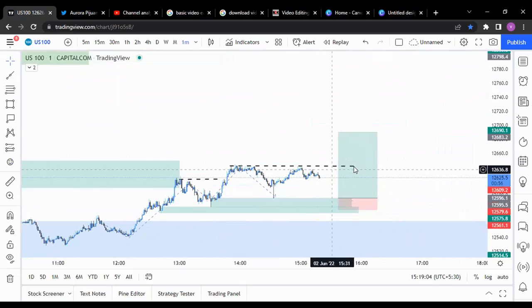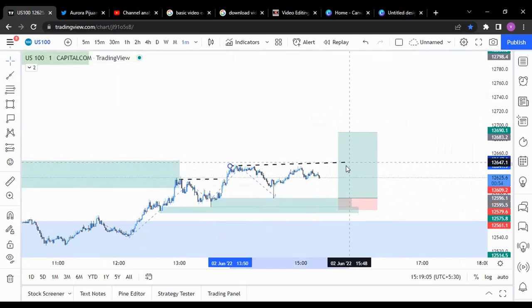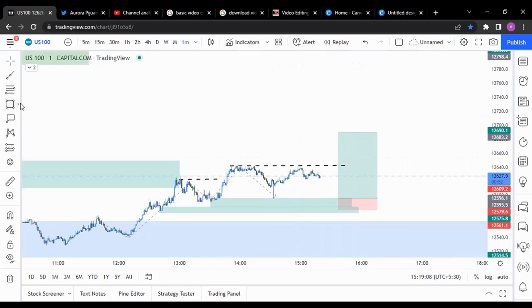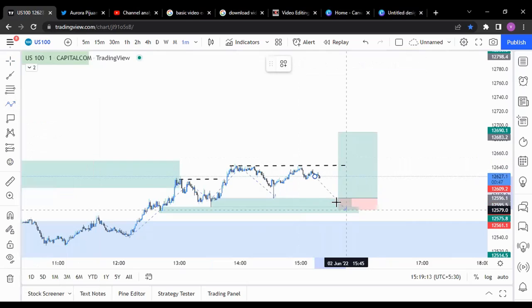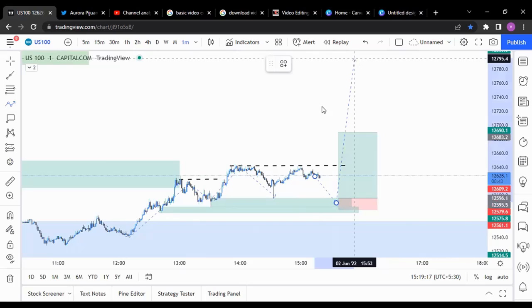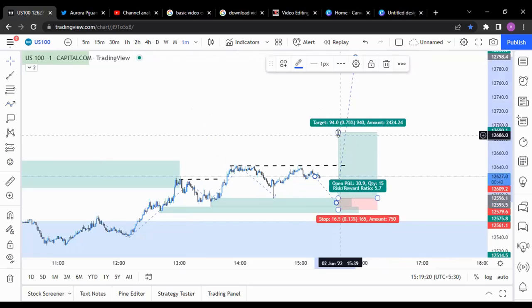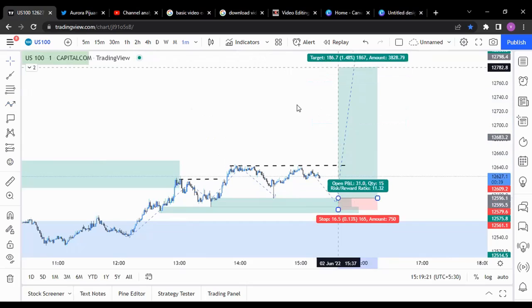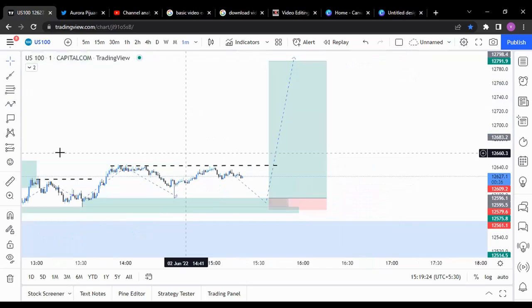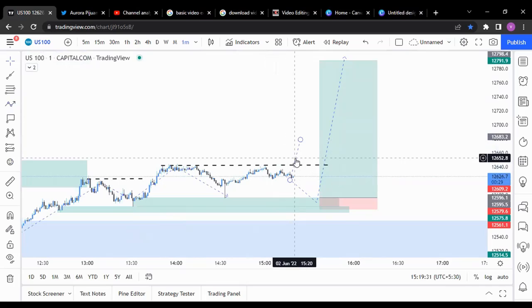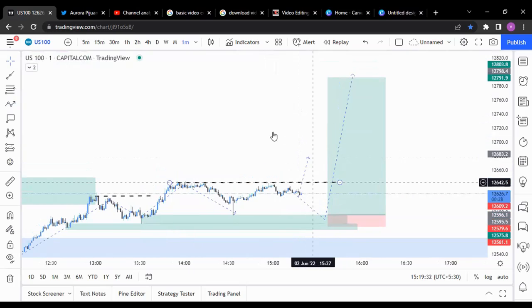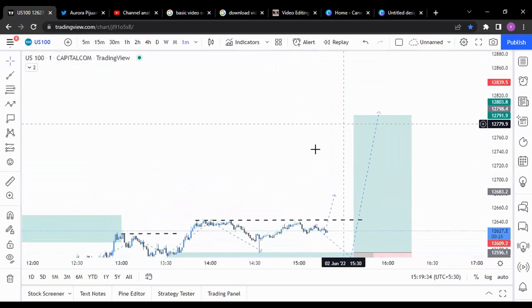So the entry criteria is this: if the price gets back into this OB, you might be looking to get the entry, boom, up here. And the second projection, if the price breaks this high, that would be like an impulse entry straight up from here. We might put our stop just below here and our TP around this area.